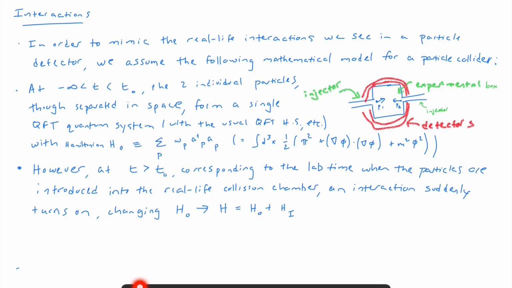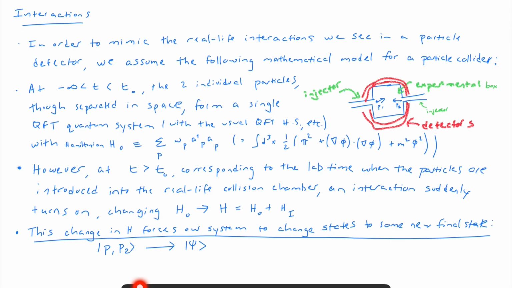However, we assume that as soon as these things get introduced, which we'll call T sub 0 in the lab, an interaction suddenly turns on. Once they come into the collision chamber, an interaction suddenly turns on. What we are postulating, as the correct way to represent what's happening physically, is that the Hamiltonian changes. From this Hamiltonian, which we're now calling H0, meaning no interactions, it suddenly changes to a new H, which is a combination of the original H0 plus some new term H sub I, which in general we consider small.